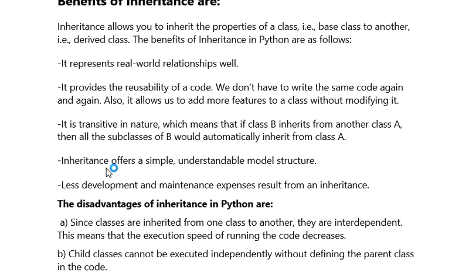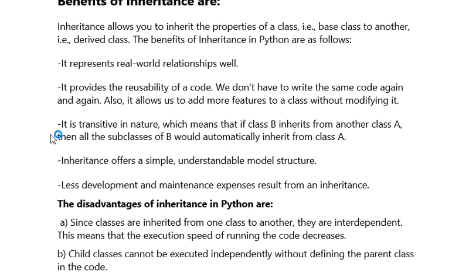Now, since classes are inherited from one class to another class, from the parent class to the child class, the properties are inherited by the child class. Yes or no? They are interdependent. What is meant by interdependent? This means that the execution speed of running the code decreases. Yes or no? Execution speed will be decreasing.